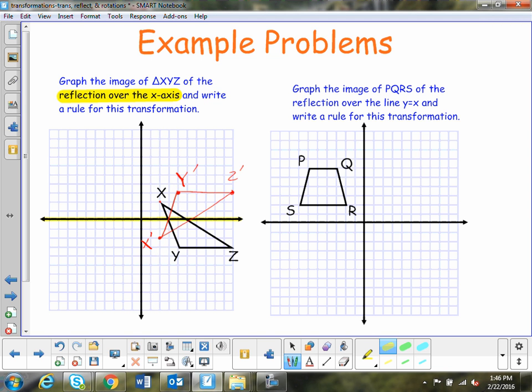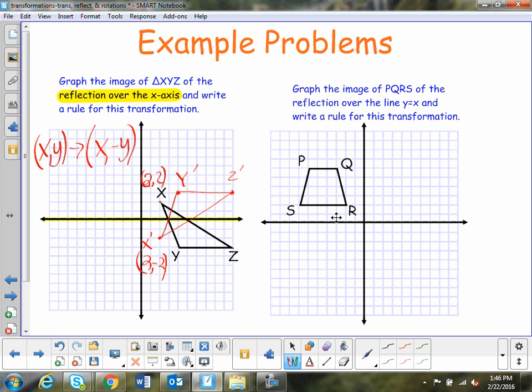Anybody know the rule? X comma y maps onto what? X comma y. Very good. But the only thing that changed was the y value. It changed in just the sign. So if you want to test out a few, you can. This one was 2, 2. And then the new one became 2, negative 2.